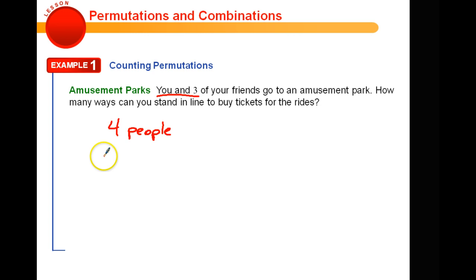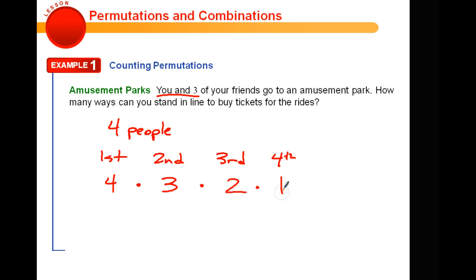So we're going to look at how many people can stand first, how many people can stand second, how many would go third, and how many would go fourth, okay? So for the first, how many choices do you have for the first person? Well, there's 4 people. There are 4 choices. How about for the second location? After one person is standing first in line, how many people could be second? Well, now you have 3 people here, right? And then the third person in line, there's only 2 choices, and then there's only 1 person at the end.